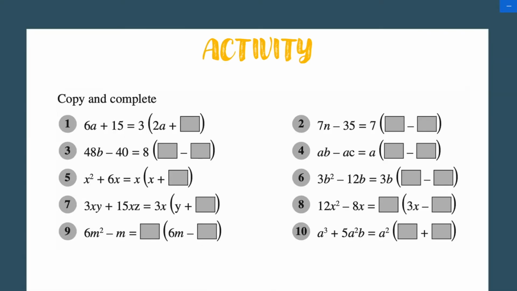Your first activity is here. It's broken down into steps, so just pause the video and try to do your best to factorize everything you see there. And we're gonna go through it together after that.